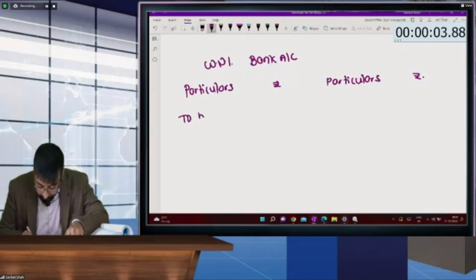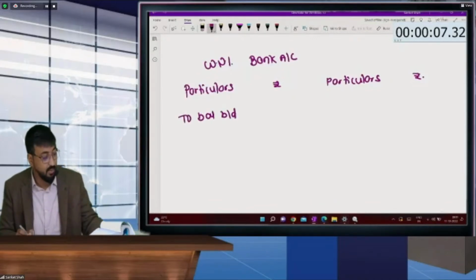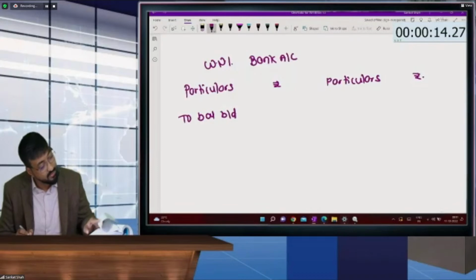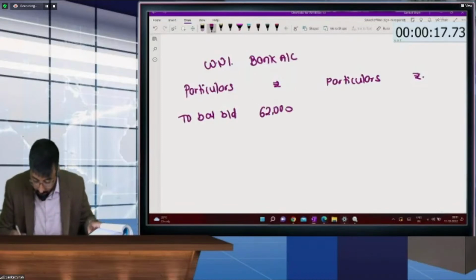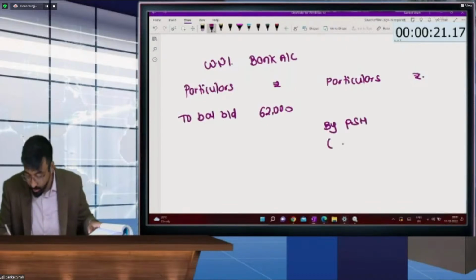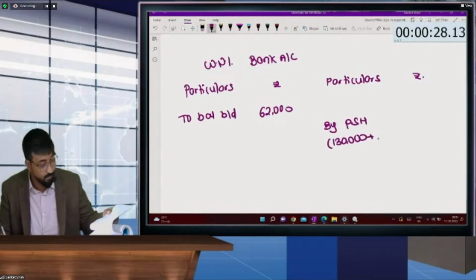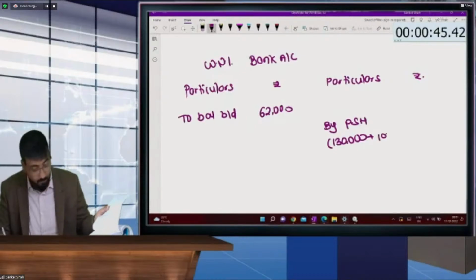Bank account, to balance brought down. I will take this figure. Believe me, this figure is from the balance sheet. So bank account balance is 62,000. By preference shareholder on the second line, you are paying 1,30,000 plus 10% extra. So you need 1,33,000. By balance carried down.